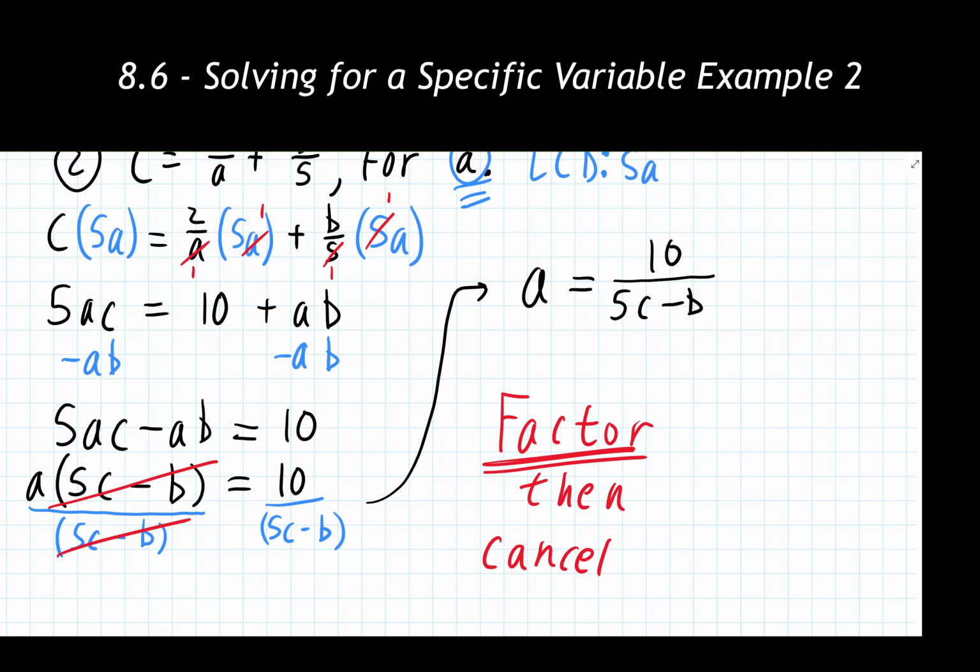If we cannot factor anything, then we cannot cancel anything. So I cannot factor anything from the numerator spot. I cannot factor anything from the denominator spot, and therefore I cannot actually cancel anything out. So I'm forced to leave this thing in its form that's written in now, making my final answer for this problem a equals 10 divided by the quantity 5c minus b.